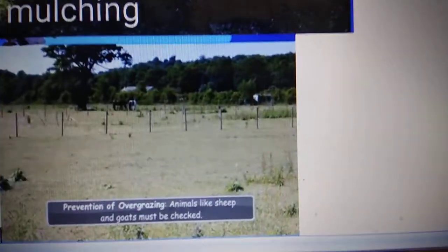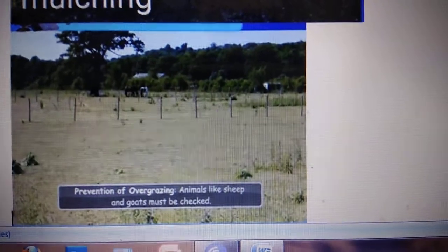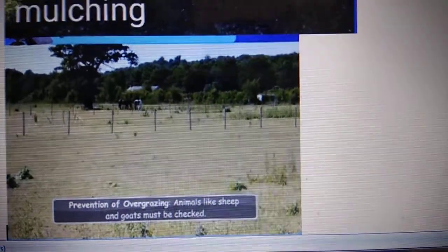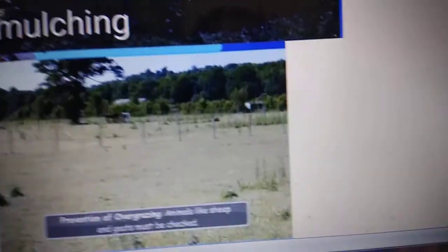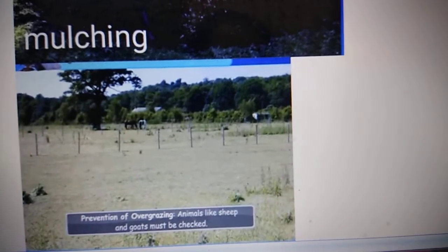The second way that we can see is prevention of overgrazing. Animals like sheep and goats must be checked, as I told you what overgrazing does. Now we'll see the next techniques for soil conservation.